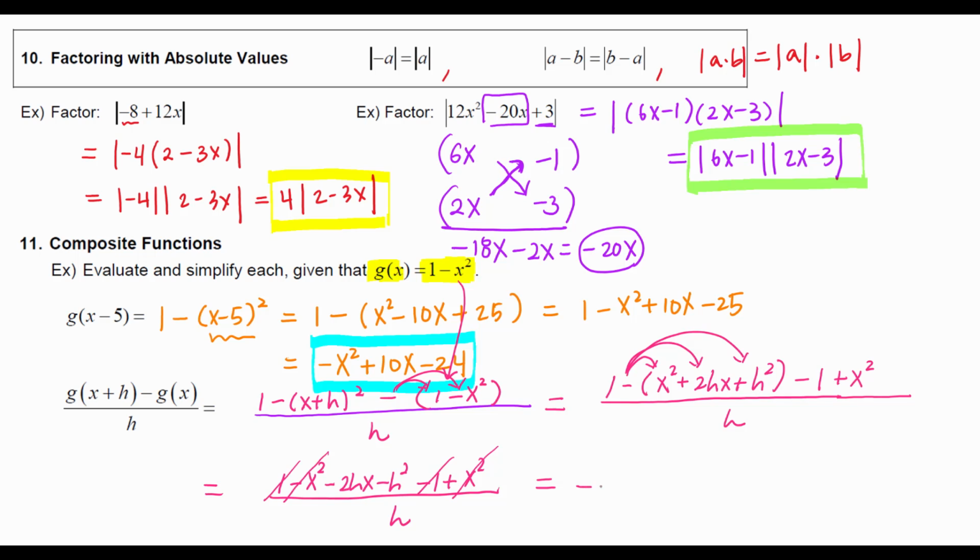So all I have is negative 2hx minus h squared over h, but I can see everybody has an h. So you can factor out the h from the top. You get negative 2x minus h over h. So now that you have a product over a product, you can cancel the h. So your final answer will be negative 2x minus h.